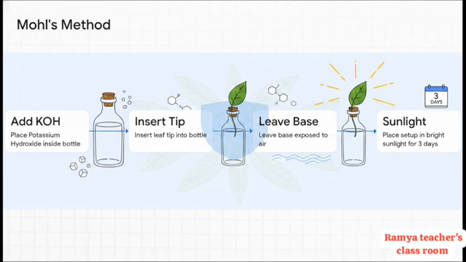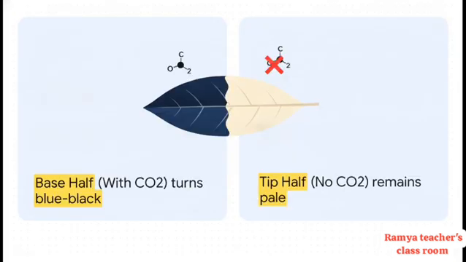So think about what's happening here. The whole leaf is getting sunlight, the whole leaf has water coming up from the roots, the whole leaf has chlorophyll, but thanks to the potassium hydroxide acting as a sponge inside the bottle, only the tip half of the leaf is being completely deprived of carbon dioxide. So after 3 days, we remove the leaf, we dip it in boiling water and ethanol to strip away all that green color, and then we apply our iodine drops.